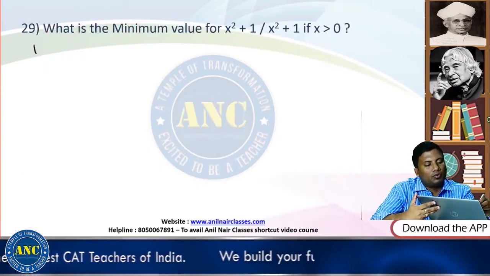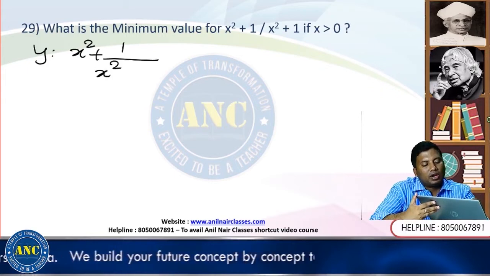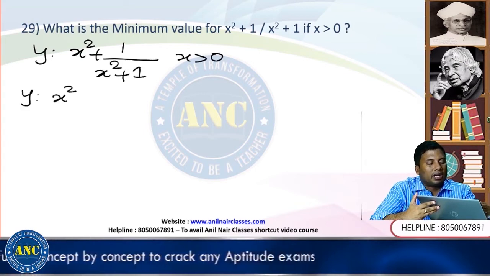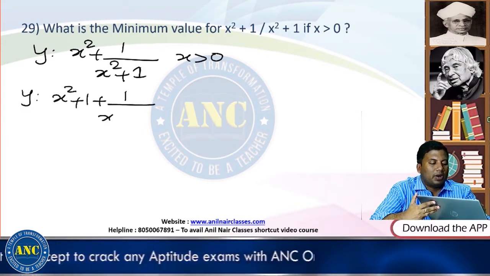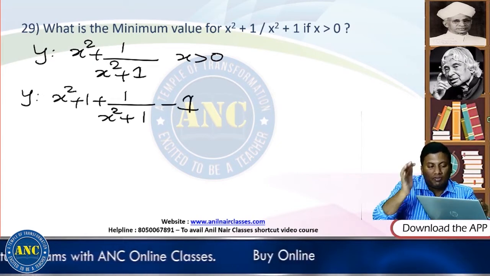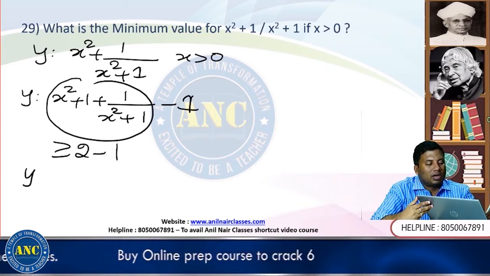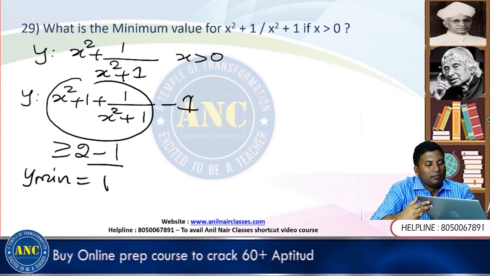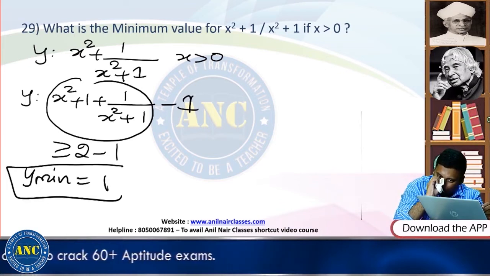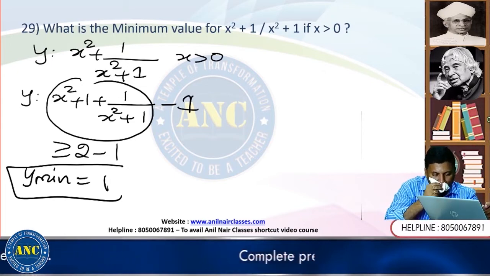Next one. What is the minimum value for the expression x square plus 1 by x square plus 1, where x is greater than 0? Add 1 and subtract 1. x square plus 1 by x square plus 1 minus 1. Variable and its reciprocal, minimum value is 2. So 2 minus 1. Y minimum is nothing but 1. I hope it is clear. Idea clear, right?